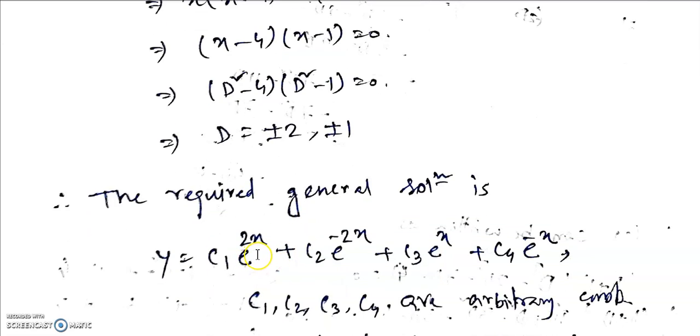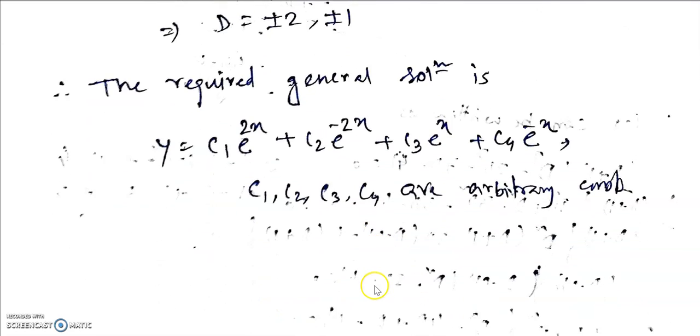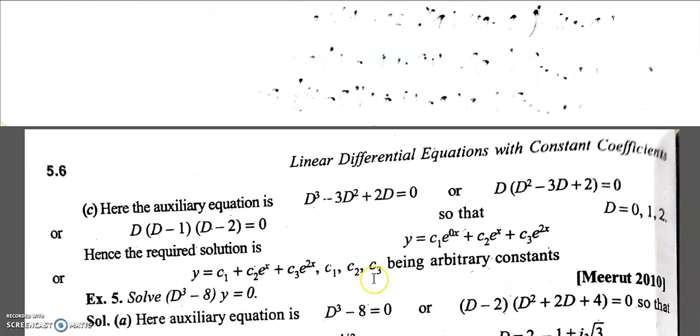Now D^2 - 4 = 0 implies D = ±2, and D^2 - 1 = 0 implies D = ±1. Now all these values, +1, -1, +2, -2, are different. So the general solution is c1 e^(2x) + c2 e^(-2x) + c3 e^x + c4 e^(-x), where c1, c2, c3, c4 are arbitrary constants, right? Okay.